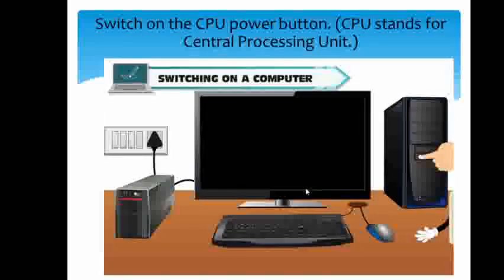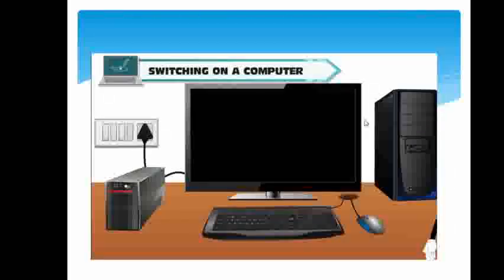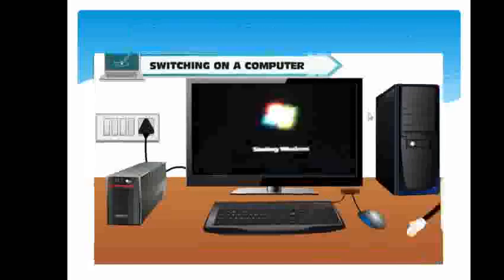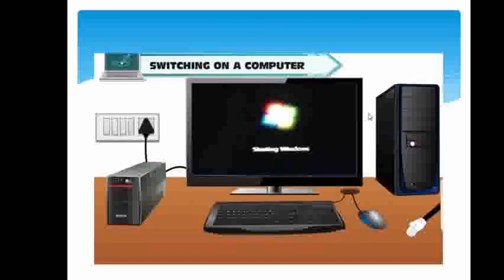Step 3 is to switch on the CPU power button. As you all know, CPU stands for Central Processing Unit. It is also called the brain of the computer. And we'll go to step 4. Step 4, we'll switch on the monitor power button. Once we switch on the monitor power button, you'll slowly see the Windows logo coming on.